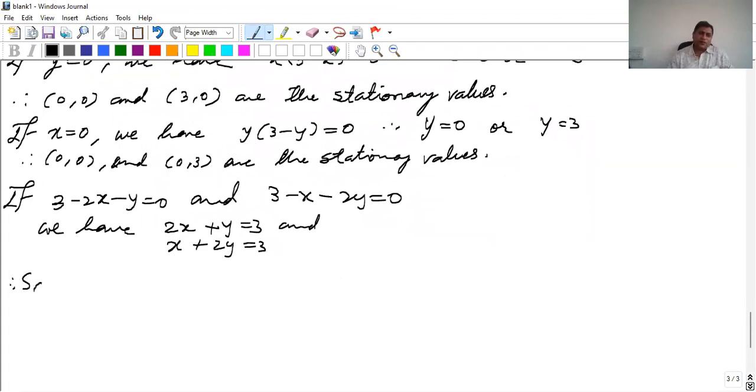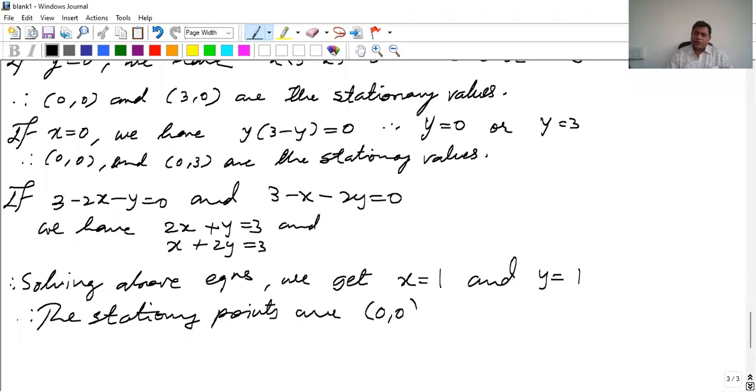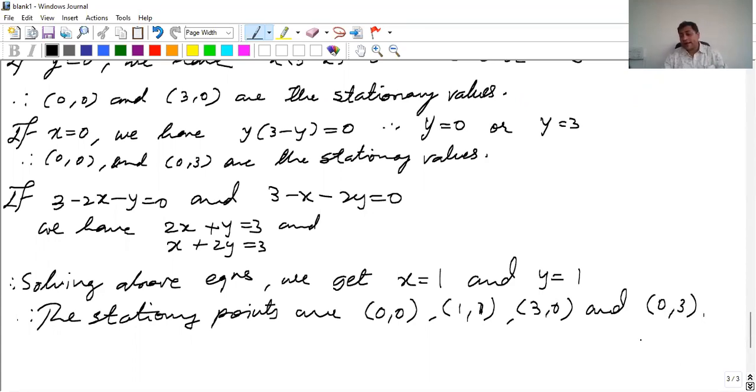Solving both equations, what will you get? x is equal to 1, y is equal to 1. Yes, easy. So we got (1, 1), and hence what are the stationary points? First is (0, 0). Second is (1, 1). The next is (3, 0). And the other is (0, 3). So here we have collected all the stationary values. Is that okay?